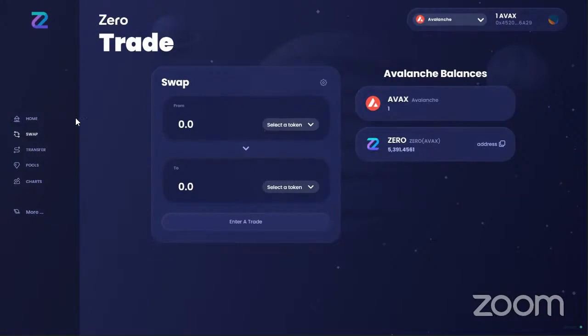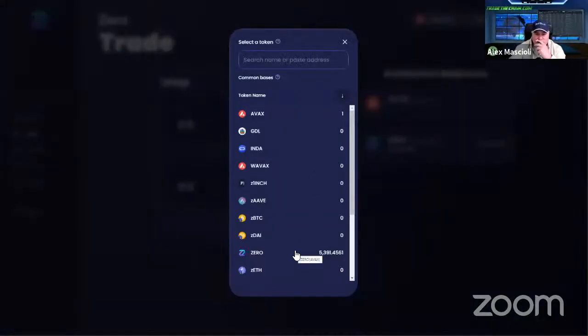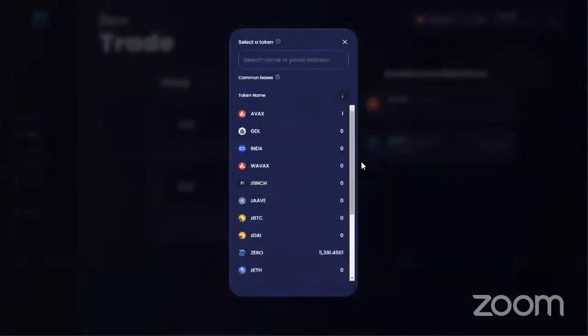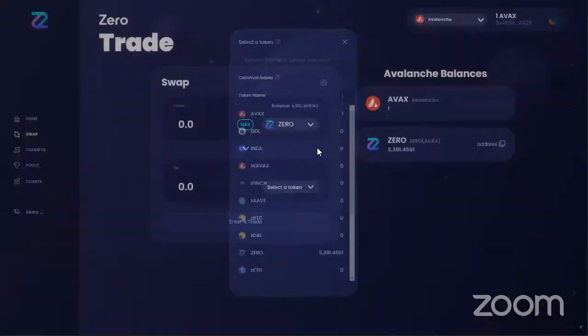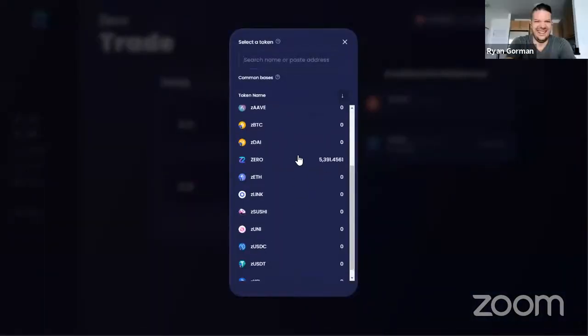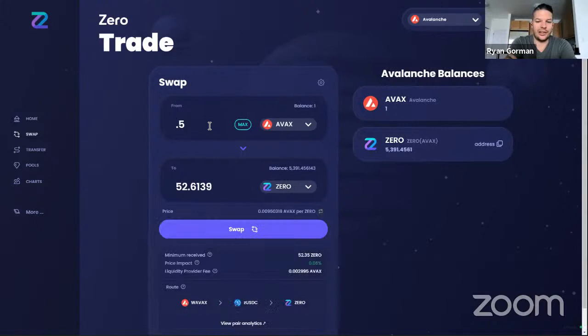Let's show you a swap now. I did preload some, and this is coming from Avalanche. Here we go. I feel like I should be buying Zero. I'm going to buy some Zero. Come on, be a supporter. I'm not selling Zero. So much easier to use than all the other swapping tools and everything else.